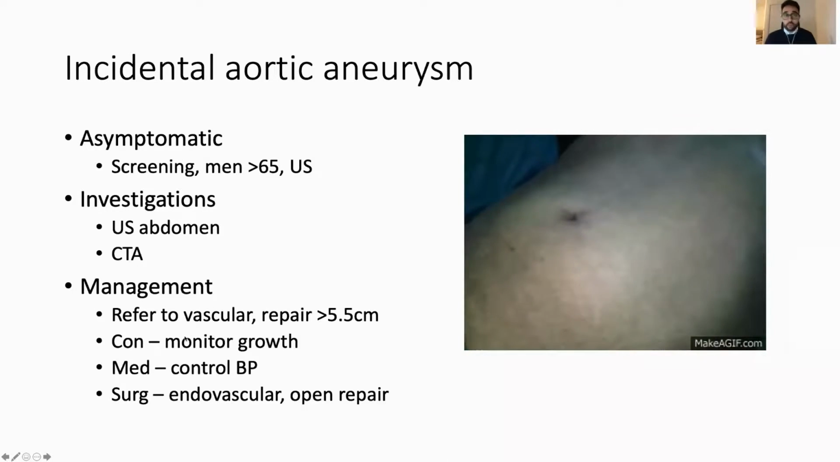So conservative management, monitor. Medical management, control any hypertension. And surgical management, well, same as before, you can do an endovascular or an open repair.